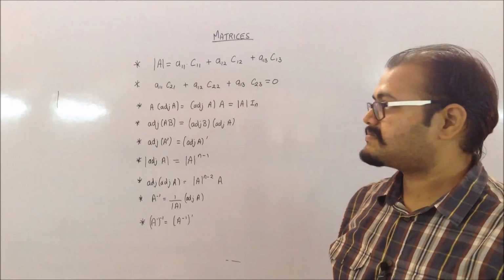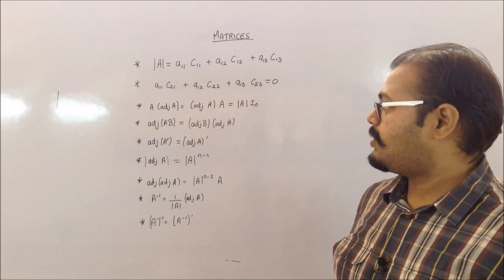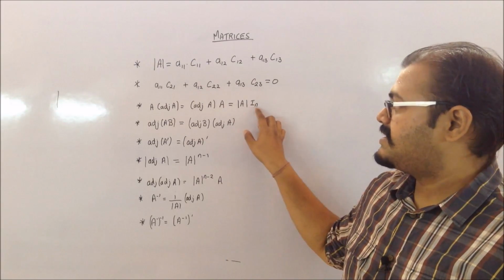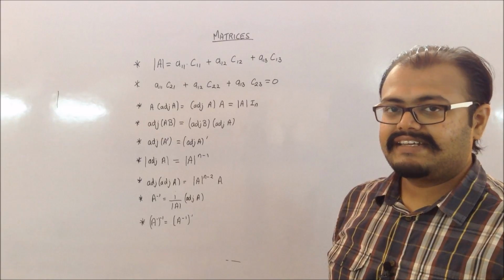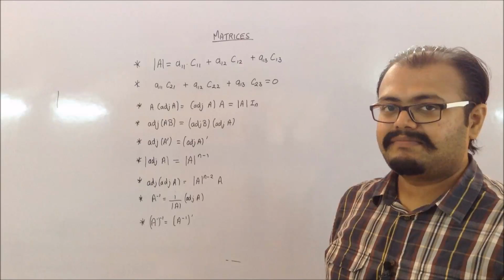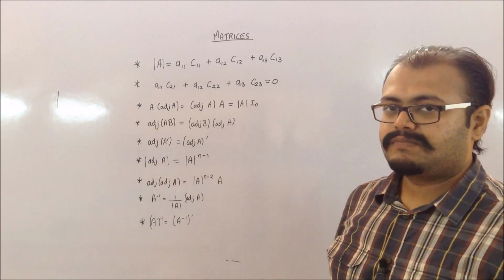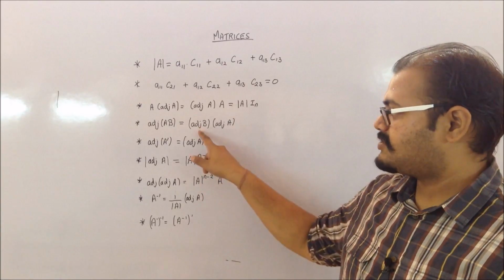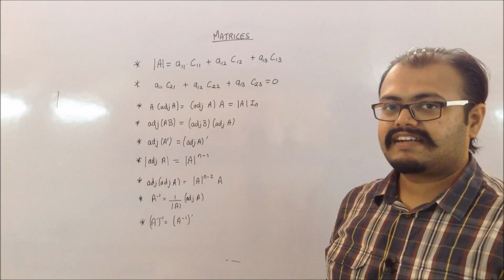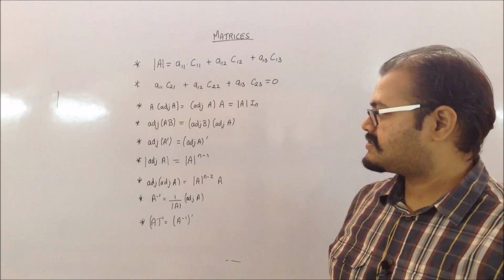Next one is, if I am multiplying A into its adjoint or adjoint into A, I will get the value as determinant of A into In, where n is the order of A and In is the order n identity matrix. Now if I am finding the adjoint of a product of two matrices, then it will be the adjoint of B into the adjoint of A. If I am finding the adjoint of a transpose of a matrix, then it will be the adjoint of that matrix, transposed.